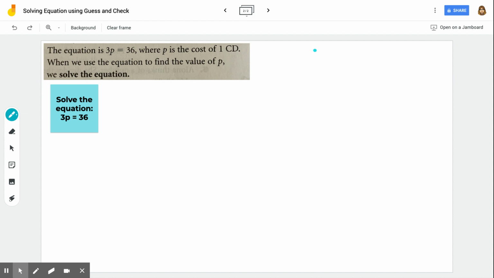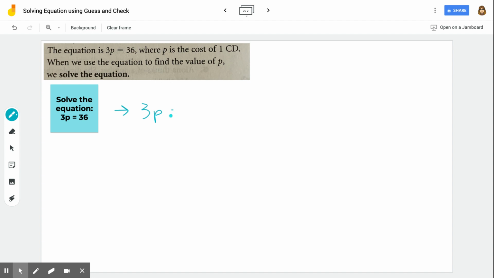All right, grade 7. So when we are trying to solve an equation, what we are trying to do is figure out what the value of the unknown variable is in order to make this statement true. So for example, we are trying to figure out 3 times something is going to give us 36.